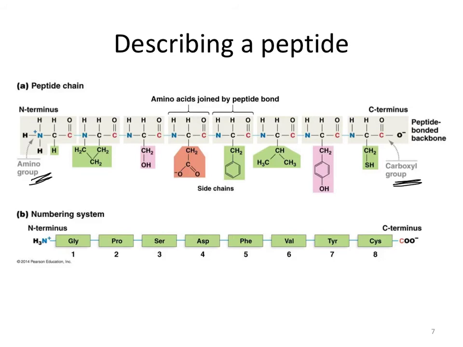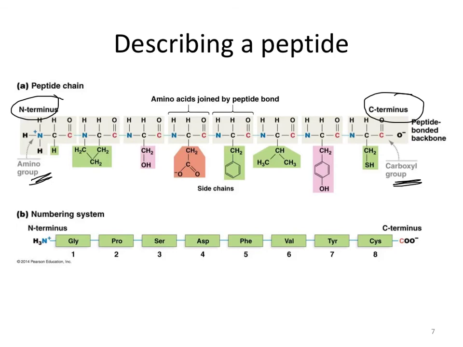By convention, we refer to the group that has the amino functional group poking out from it, over here, as the N terminus, and we refer to the end that has the carboxyl group as the C terminus. Also by convention, we usually draw these structures from left to right with the N terminus on the left and the C terminus on the right.